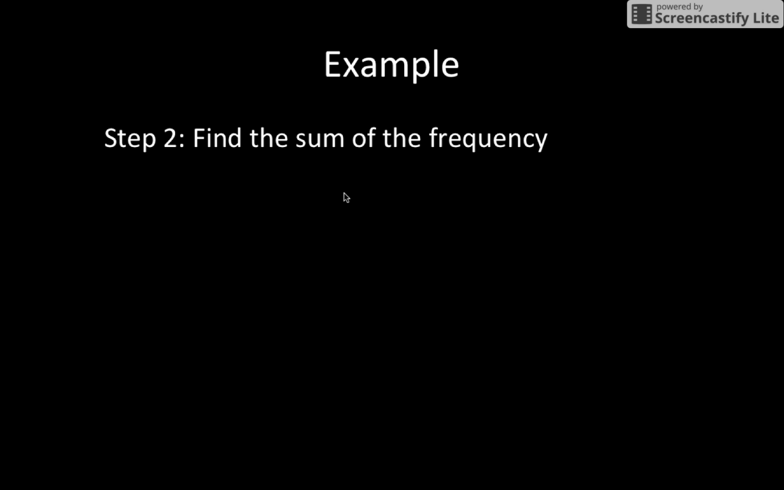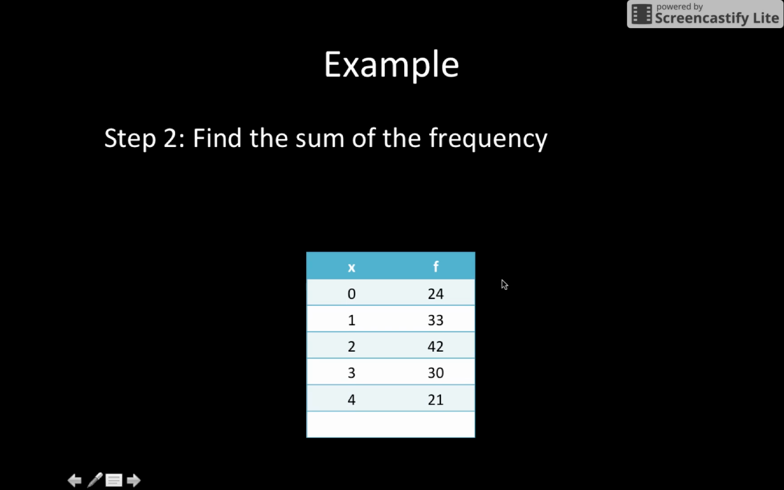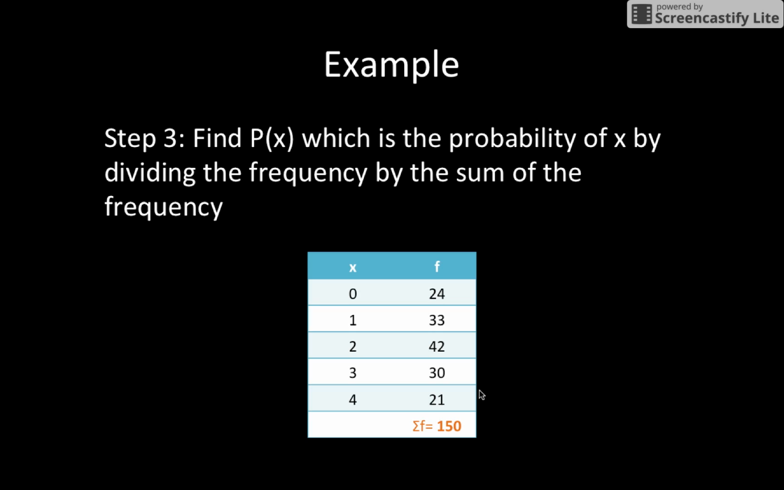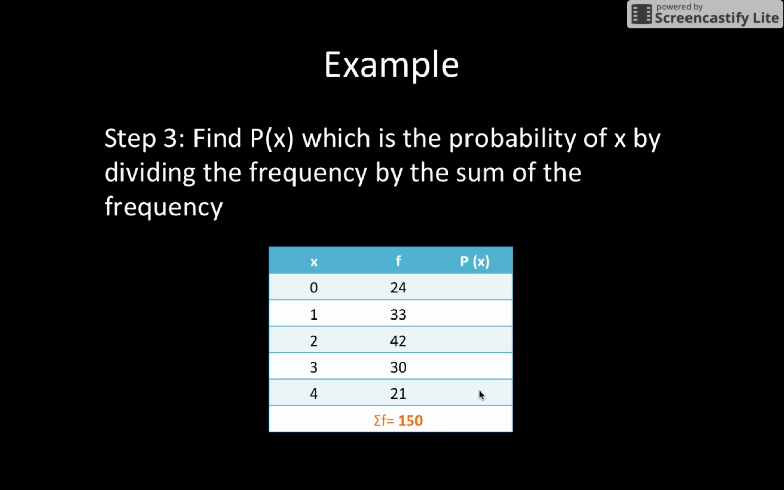Then you want to find the sum of your frequency. Looking at the data, you add the numbers of your frequency so that the sum of your frequency is 150. Then you want to find your probability of x, which is done by dividing the frequency by the sum of the frequency. So looking at your data again, you want to add another column for your probability of x. To find this, you divide your frequency by your sum.